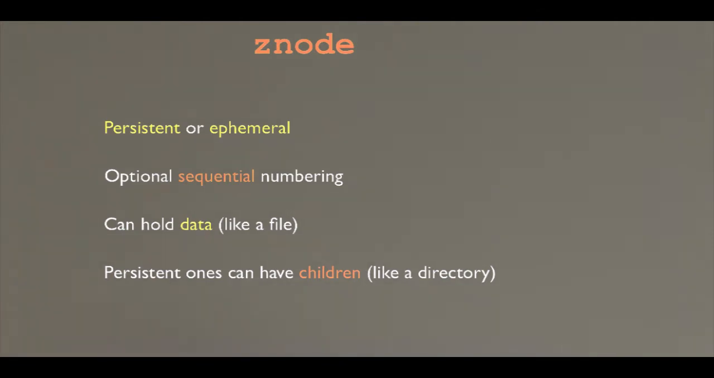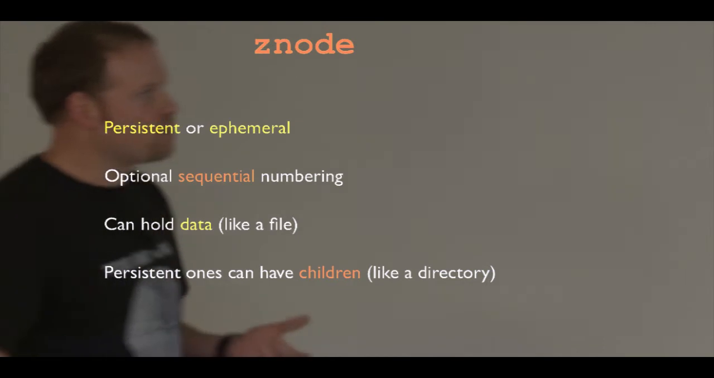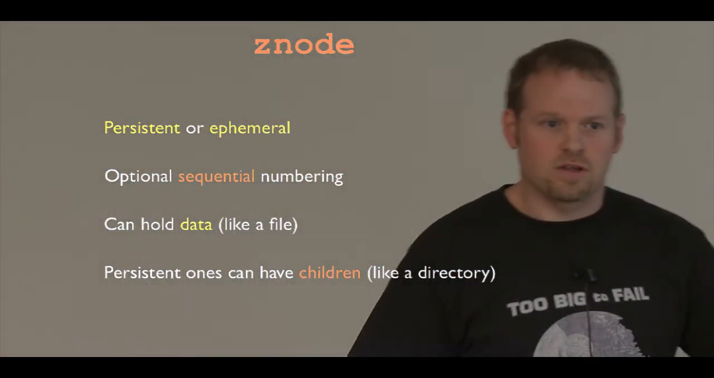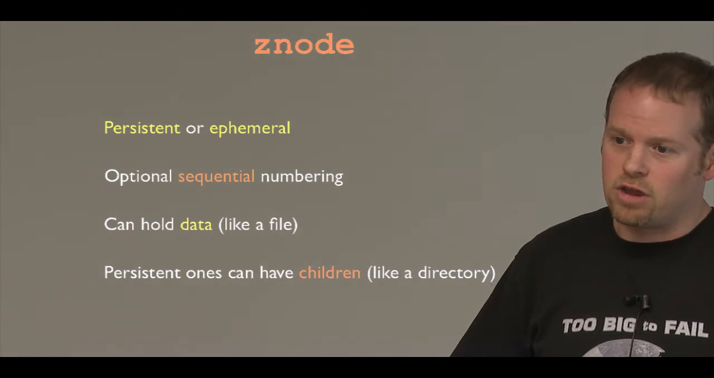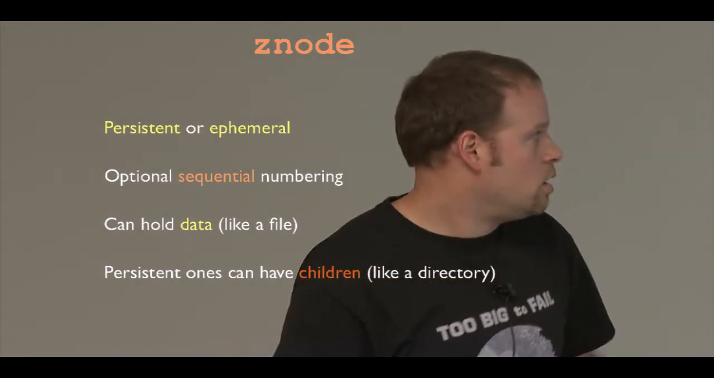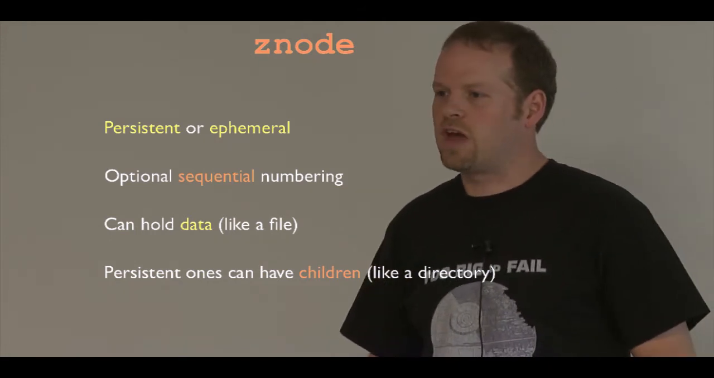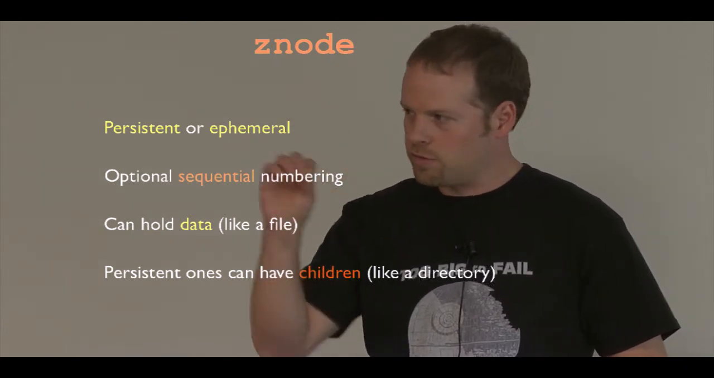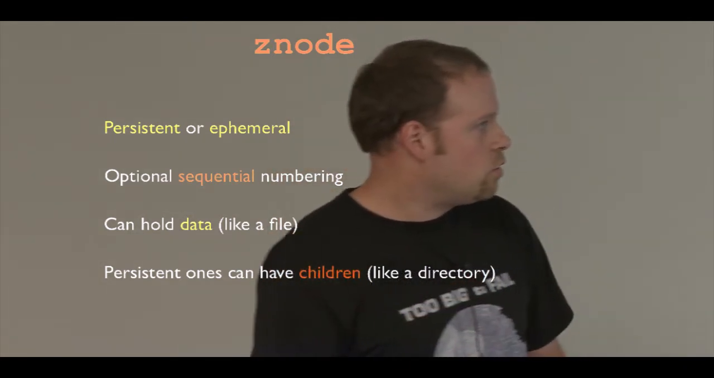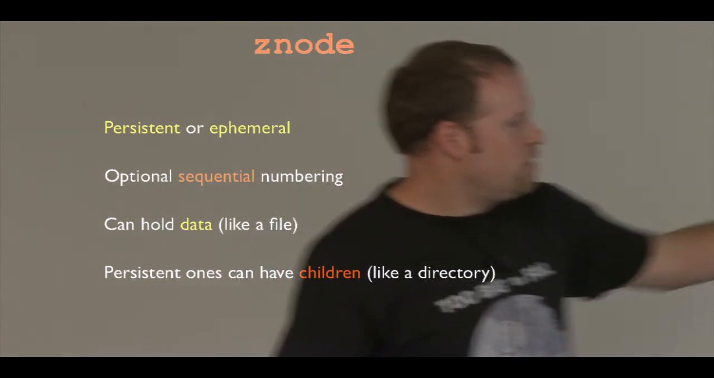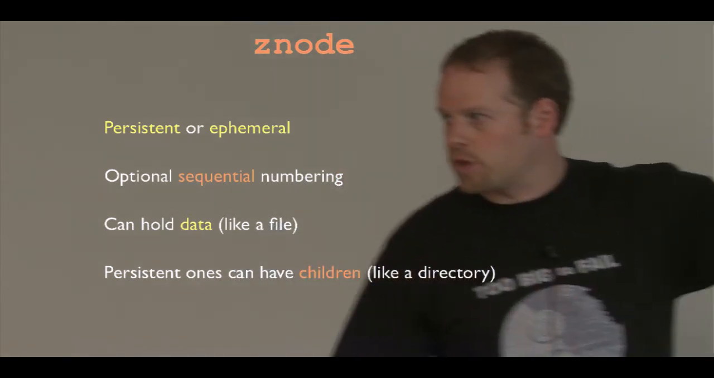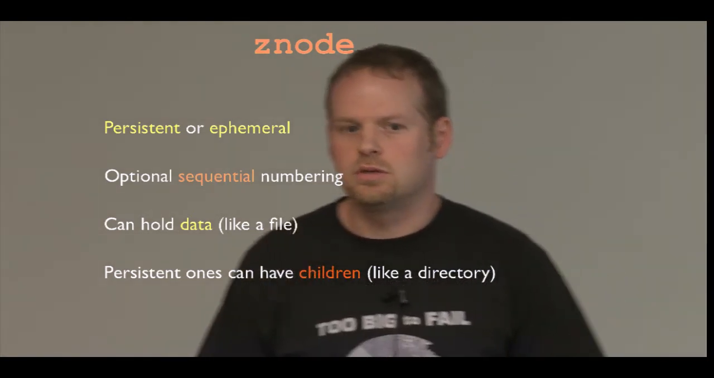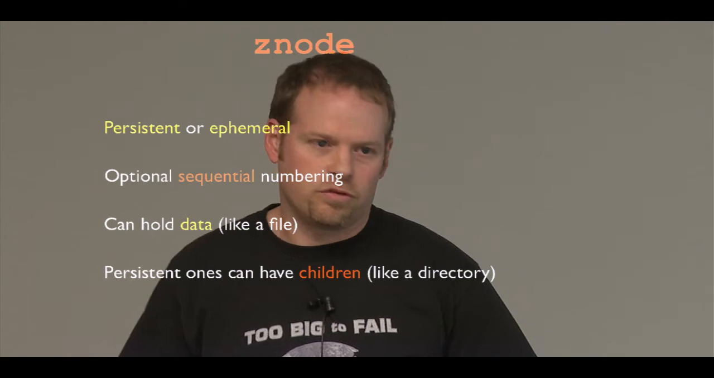The hierarchical file system is composed of things called znodes. They can be either persistent or ephemeral. We'll talk about what those are a little bit later. Basically, persistent means it stays around beyond the lifetime of a client. Ephemeral means if the client that created that ephemeral node goes away, that node goes away as well. Optionally, you can have sequential numbering on either of those types. If you want to create a queue, you might imagine that I need to preserve the order of the people who are in the queue. And interestingly, a znode can hold data like a file, but it can also have children. Think of a directory that has data plus children.